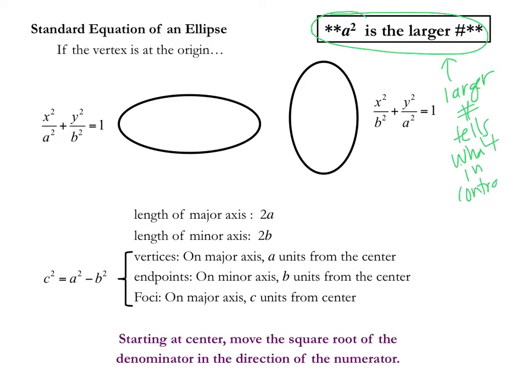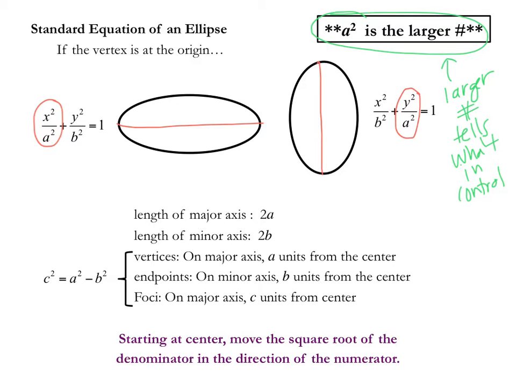So if you look at the first equation, a squared, which would be the larger number, is under the x squared, which is why this is going horizontal, because x is in control. And the second equation, the a squared is with y, which makes it go vertical because y is in control. Okay? Then we have all sorts of information here. The major axis is 2 times a, the minor axis is 2 times b. But to get both of those, you do have to take the square root of the bottom.